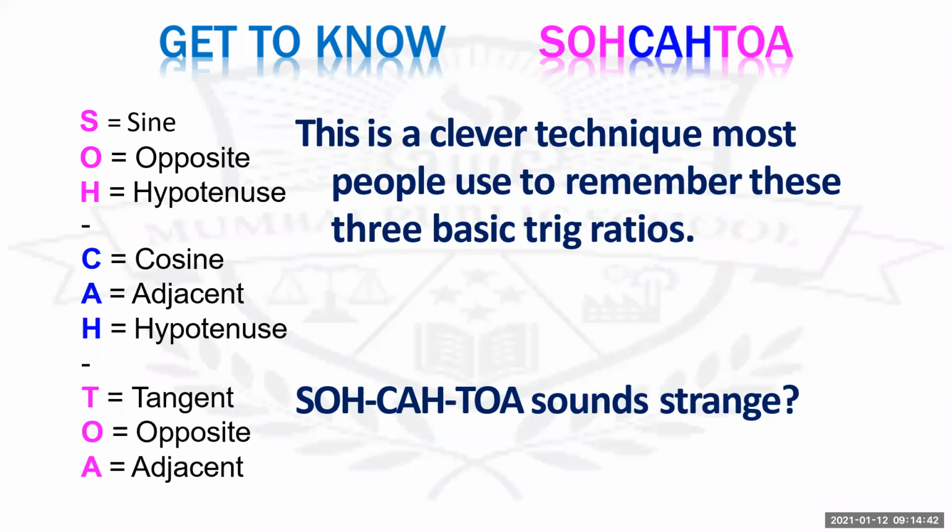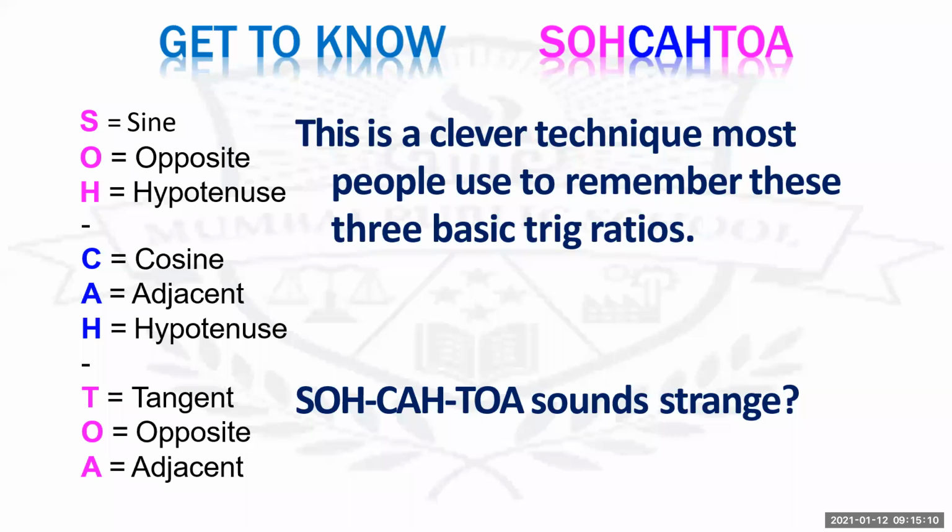This is a clever technique. Most people used to remember these three basic trigonometric ratios. You can use this technique SOHCAHTOA to remember. See, SOHCAHTOA, it sounds strange. So what you can do is think that it is a Japanese name, a Chinese name. Understand, and you can remember that SOHCAHTOA. Is this clear to all the students? Is there any difficulty in this? Should we move ahead?